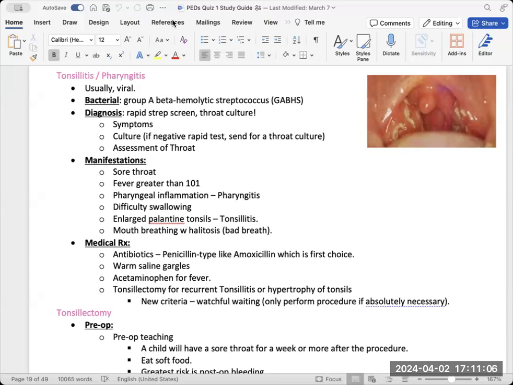Warm saline gargles. That basically just means warm salt water gargles, because that's going to help soothe the pain and the redness. Acetaminophen is the drug of choice for fever. Keep that in mind. Remember, we never give aspirin. I'm just saying that even though it doesn't really relate to this, I just want you to know never give aspirin, okay? If you ever even see that as a select all, just never give it. We'll get into why later, but I just want to remind you of that.